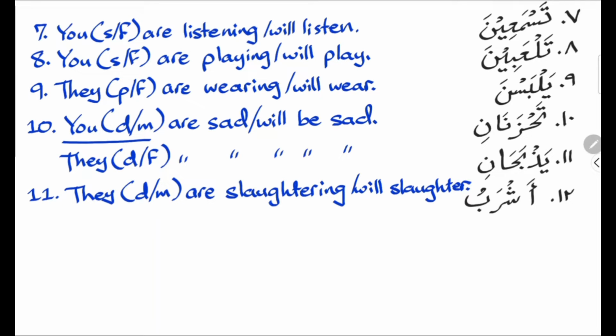Number 12 is ashrabu. Ashrabu comes from the root word of shariba yashrabu, which means to drink. Ashrabu is on the wazn of af'alu, which is wahid mutakallim, which means I am doing or will do. So ashrabu means I am drinking or will drink. Now let's move on to some English sentences and translate them to Arabic.